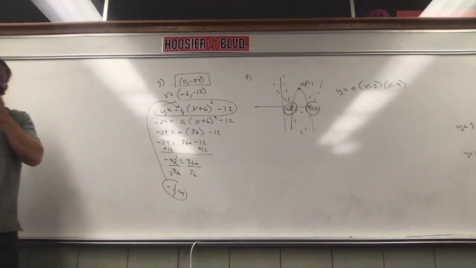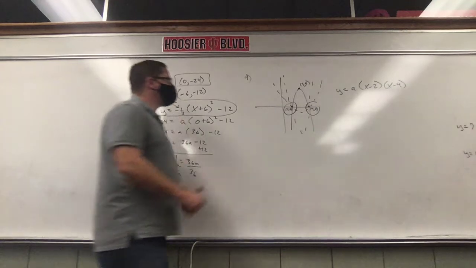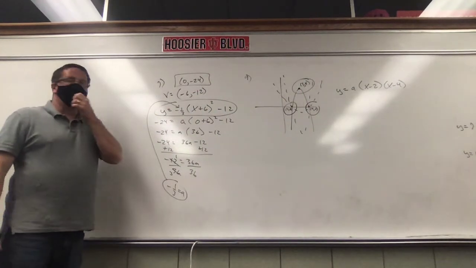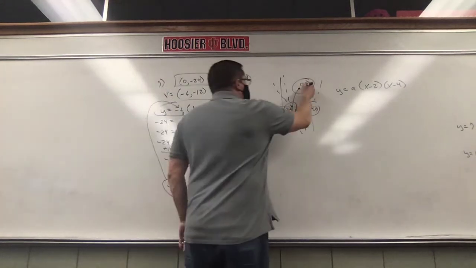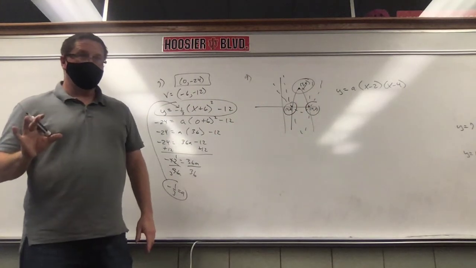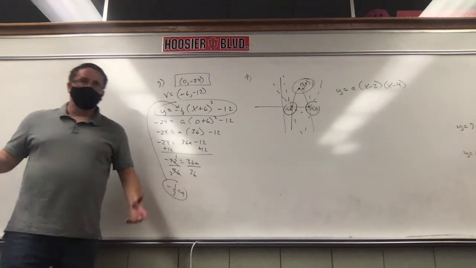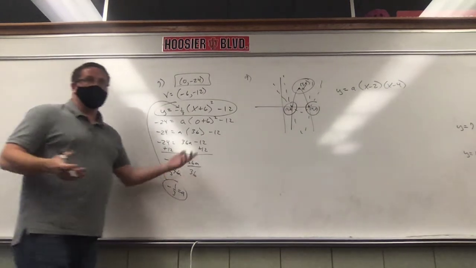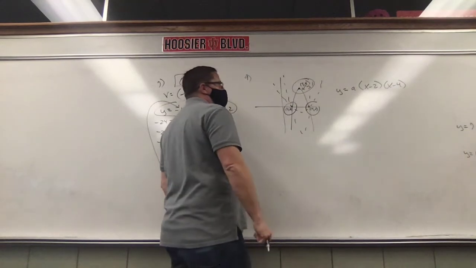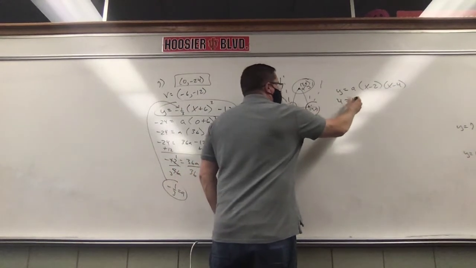Okay? What bit of information have we not used yet? That point. So, 3 is an x value. You said vertex, and you're not wrong. You don't have to have the vertex. You just need to have some other point. It just happens to be the vertex here. Okay, that's our x value. That's our y value. So we plug in 4 for y.